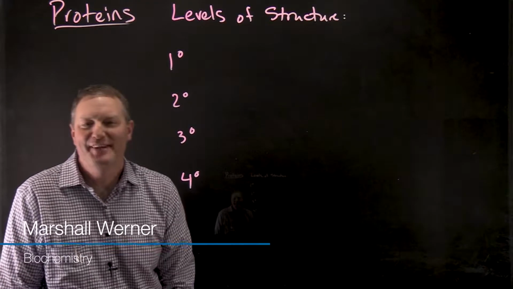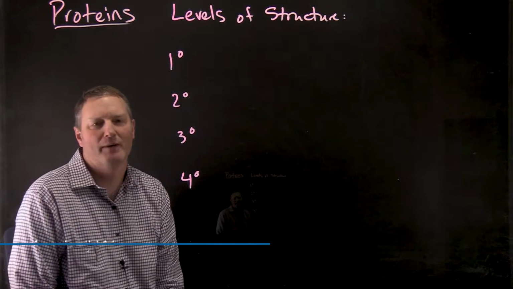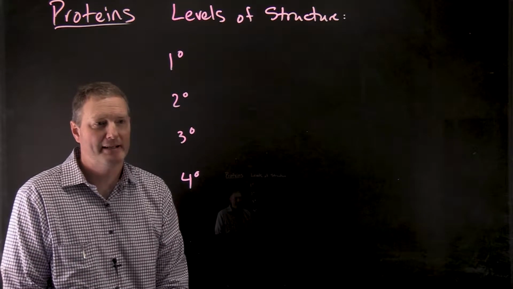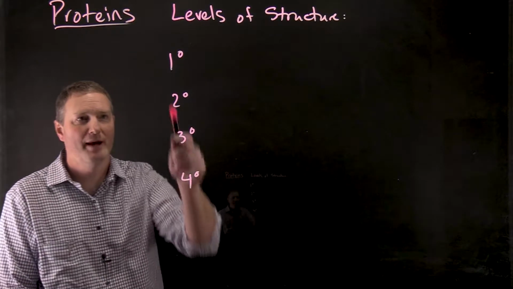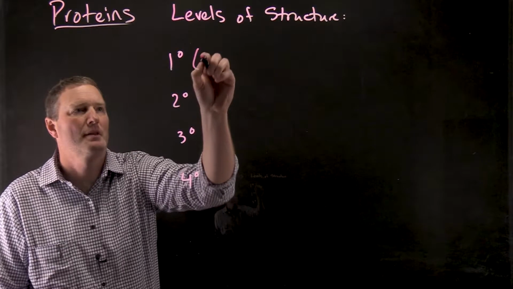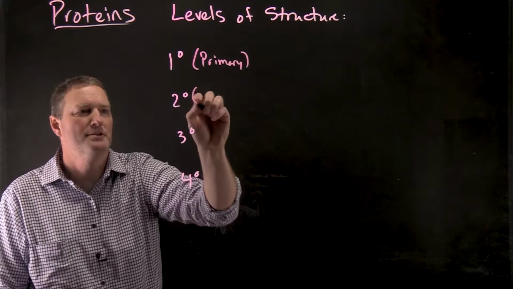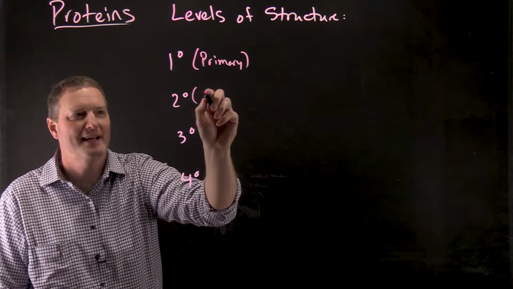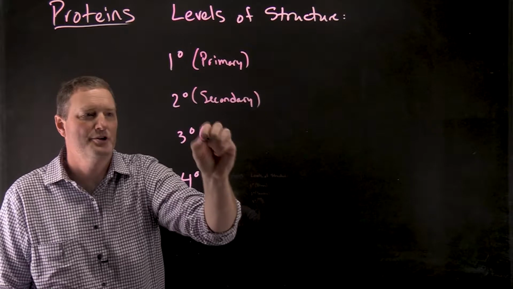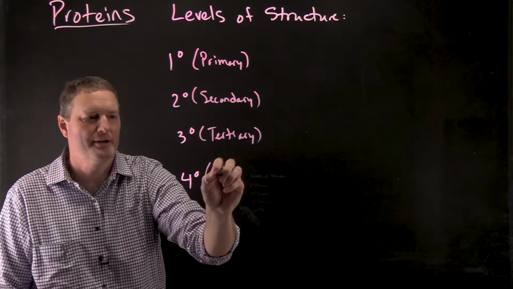Hi everyone, in today's video we're going to talk about proteins, and we're going to start off discussing what are called the levels of protein structure. And these are classified in the following way. 1 superscript 0, that's primary structure. As you might imagine, 2 superscript 0 is secondary. Tertiary, and then quaternary.